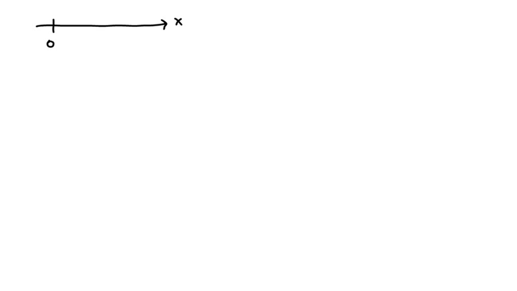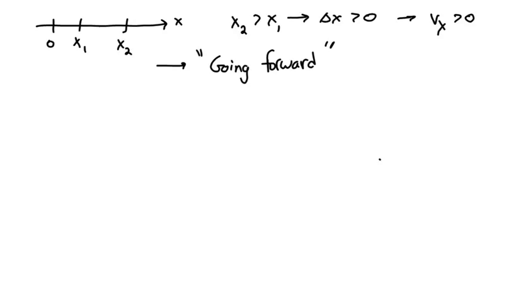So here I have the x-axis. I'm not including the y-axis because we don't have any y components here. And here are 2 points, x1 and x2. Now you could think of this as just a number line of some kind, where x1 is smaller than x2, or in other words, x2 is larger than x1. So that means that delta x is greater than 0. And if you look back at v being delta x over delta t, this means that Vx must be greater than 0. So this is going forward. If you define the axis like this, if a particle is advancing to a larger x, that means that it's going forward, and that means that the velocity is positive.